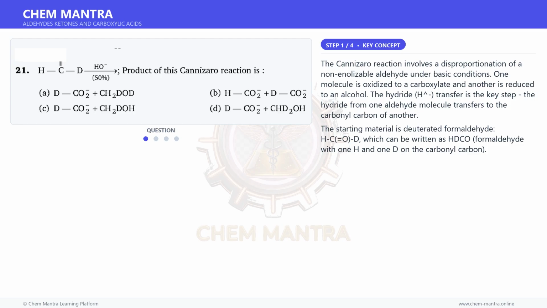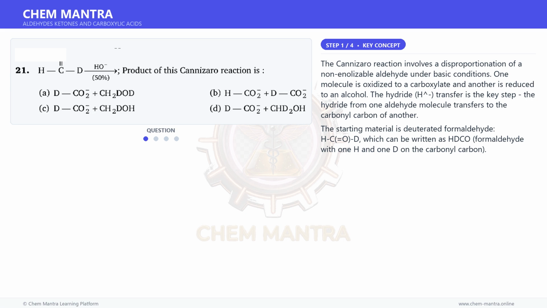The Cannizzaro reaction involves a disproportionation of a non-enolizable aldehyde under basic conditions. One molecule is oxidized to a carboxylate and another is reduced to an alcohol. The hydride (H-) transfer is the key step. The hydride from one aldehyde molecule transfers to the carbonyl carbon of another.